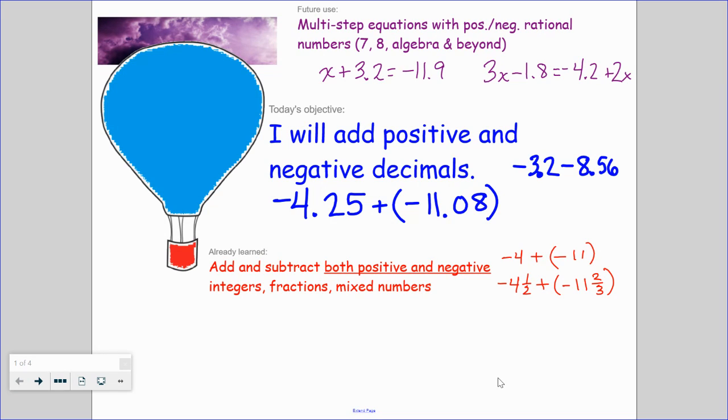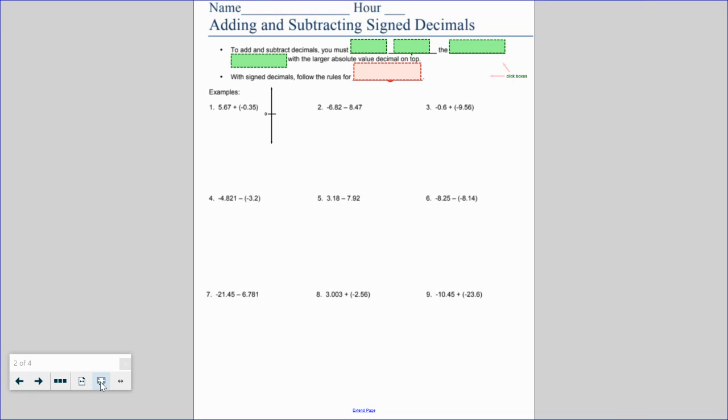Now, a future use that you're going to use this for is the multi-step equations with positive and negative rational numbers. You'll use this as we get through our year. You'll have one-step equations with decimals, you'll have two-step, and then when you get into 8th grade and algebra and beyond, you're going to have multi-step, more complicated types of equations. So we need to strengthen these skills now this year so that you can be successful in your math classes in the future. Okay? So today we are going to do our notes.